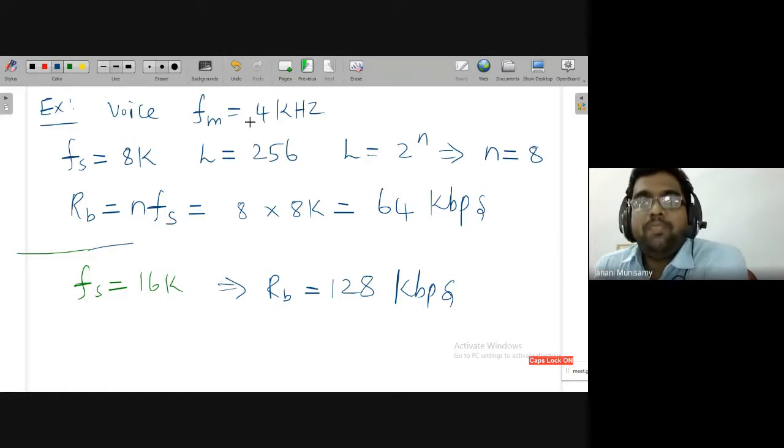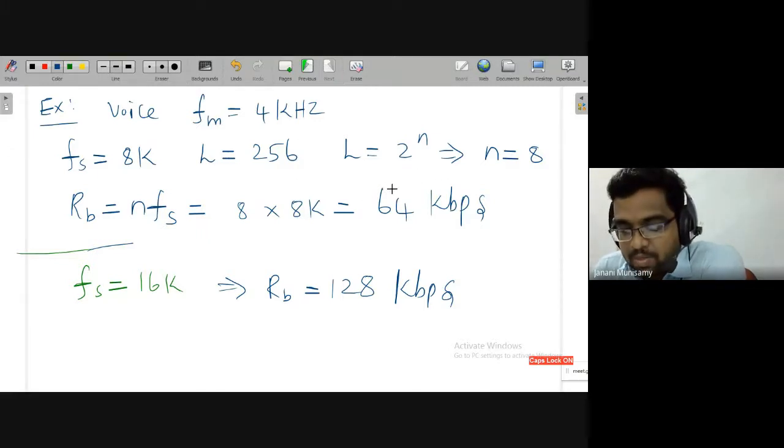Okay, so we saw what problem comes if we increase the clarity: more number of people cannot be accommodated. That is the major problem in the PCM system, pulse code modulation.